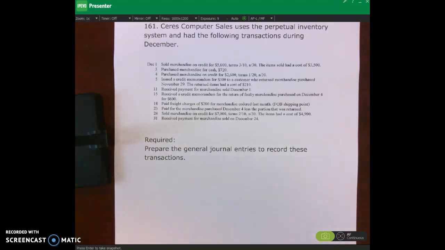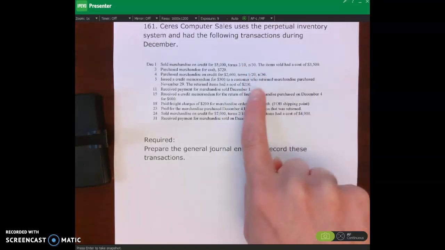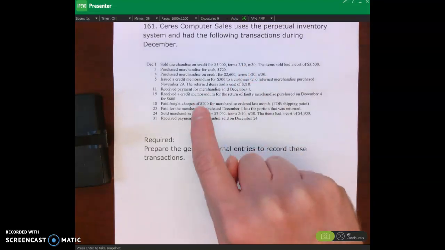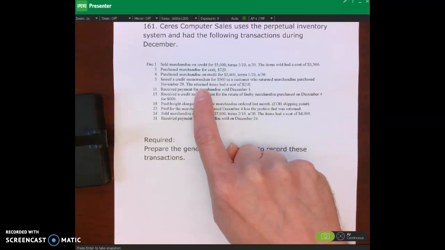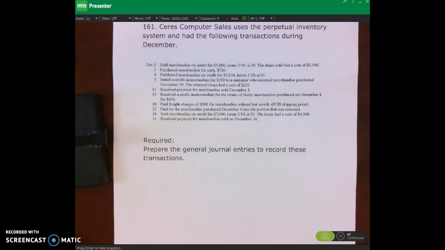The seller would then send a credit memorandum to the buyer. I'm going to repeat that again. The seller will send a credit memorandum to the buyer. Why a credit memorandum? Because the seller is going to credit their accounts receivable. So in this situation, the seller sends a credit memorandum for $300 to the customer, the buyer. The buyer would then send a debit memorandum to the seller. But in this case, we're the seller, okay? So we have to think about that journal entry.